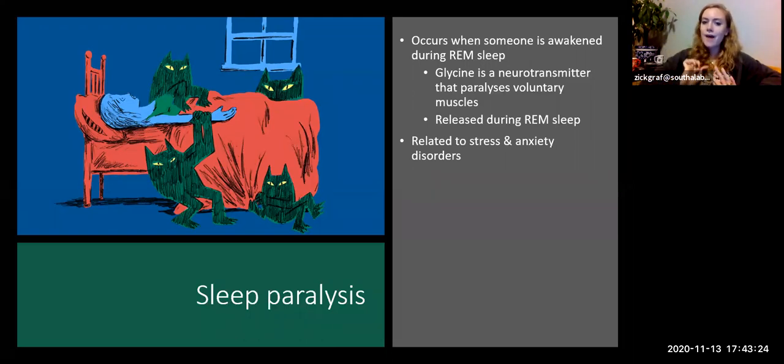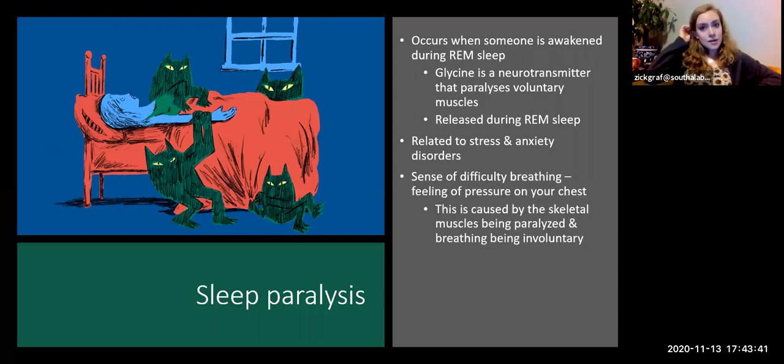When people have a lot of stress going on in their lives, or when they are experiencing an anxiety disorder, this causes sort of chronic high arousal, and that can contribute to being more easily awakened during REM sleep. So people who are stressed out or people who are anxious are more likely to have sleep paralysis episodes. During sleep paralysis, and I probably should have said what sleep paralysis is, it's when you wake up and are conscious, but you can't move.